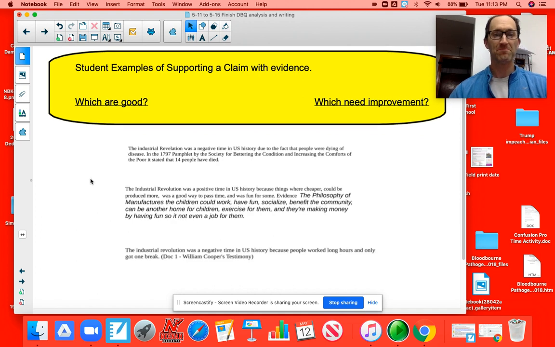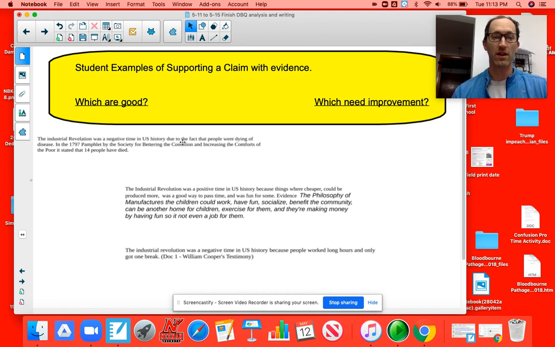How about these 3? The Industrial Revolution was a negative time in U.S. history due to the fact that people were dying of disease. In the 1797 pamphlet, Society for Bettering the Condition and Increasing the Comforts of the Poor, it stated that 14 people have died. This is well done. We have a clear citation of the Society for Bettering Conditions, and we have great description. So we'll move that over here.